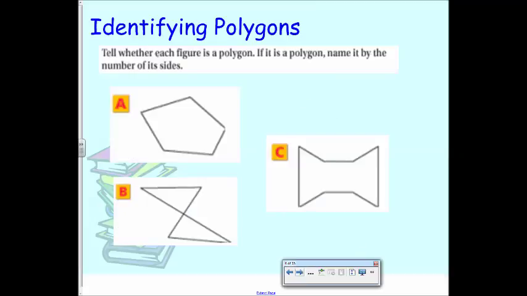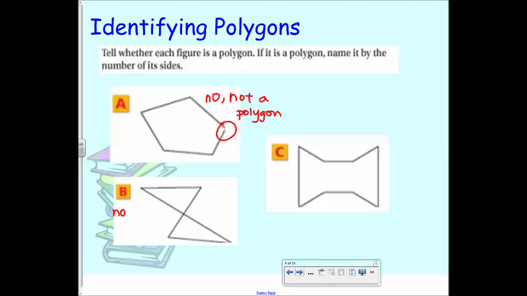All right. A, B, and C. Is A a polygon? No. Why not? Right here. Not a polygon. Okay, what about B? No, why not? It's basically two, so they don't have one common end point because it keeps going. All right, what about C?